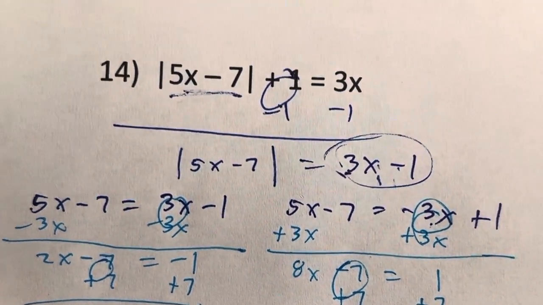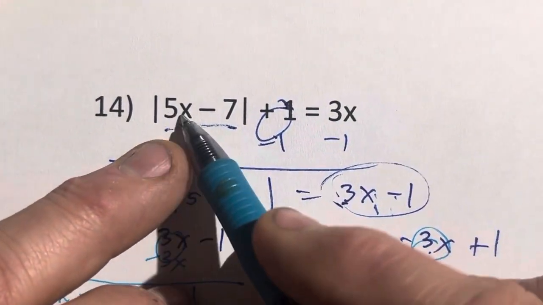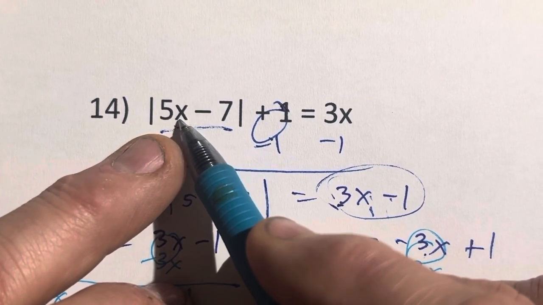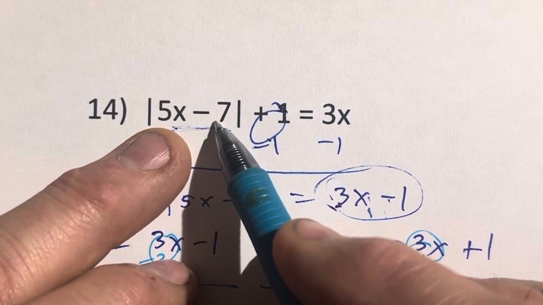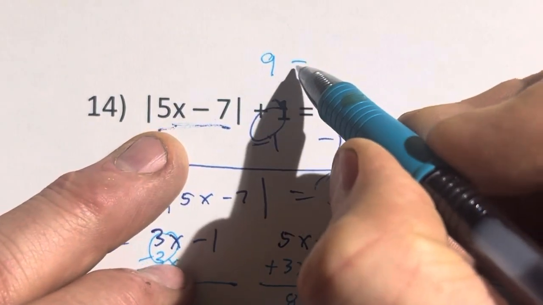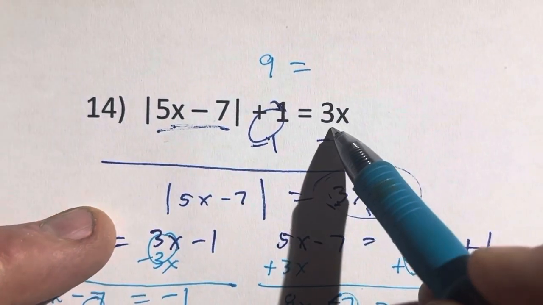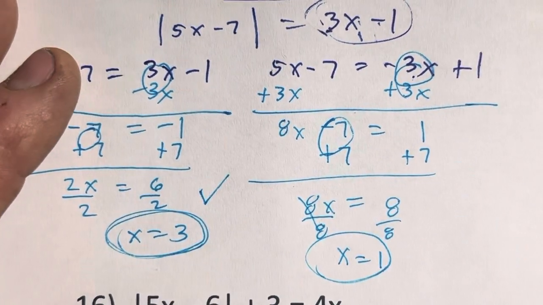Now let's check it in the original problem up here and see if it works out. So first, if I put 3 in, 5 times 3 is 15. 15 minus 7 is 8. The absolute value of 8 is 8. Then I have 8 plus 1, which is 9. Now if I put 3 over here, 3 times 3 is 9, and that works. This answer right here works.